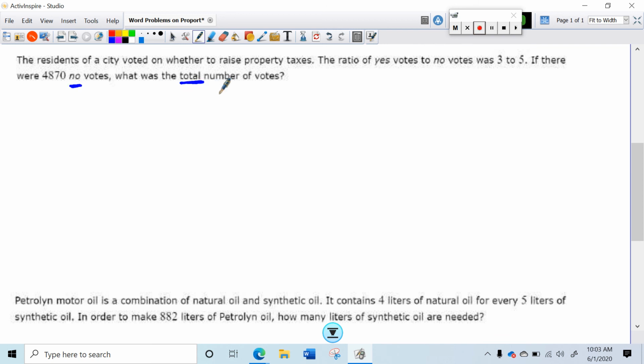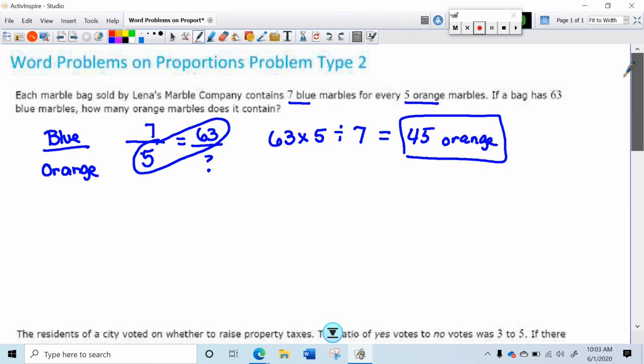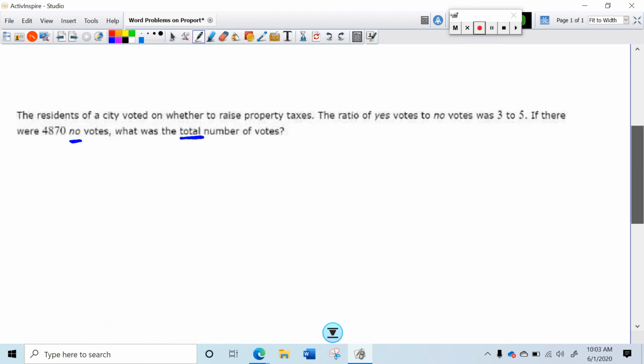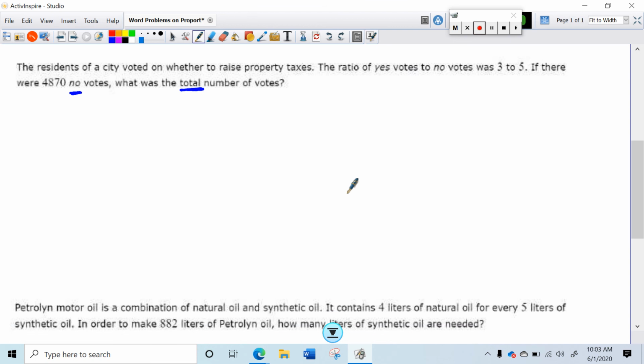So my question, in the previous one, the problem was talking about orange and blue, and the question was talking about blue and orange, the same thing. Here, it's not quite the same thing, because the original information they give us is yes, no, and then they start talking about no and total. So you want to go to your question to set up your proportion. So we're talking about no and total on this.